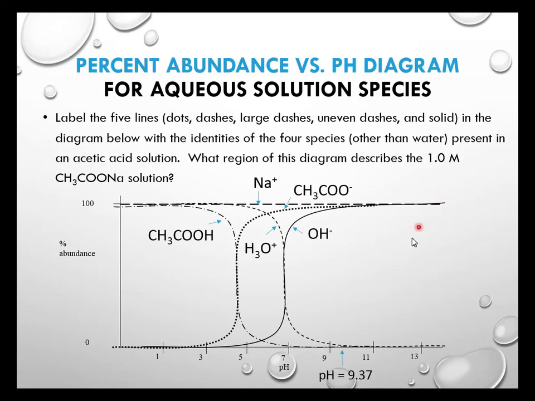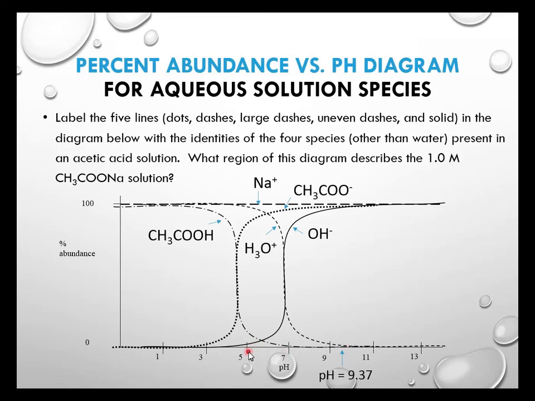The pH that we found for this solution was 9.37. It was a basic solution. So for the recipe 1 molar sodium acetate, we're right here. The major species are OH-, the acetate anion, and sodium cation at a pH of 9.37. And the minor species there are the H3O+ and the acid form of acetic acid.